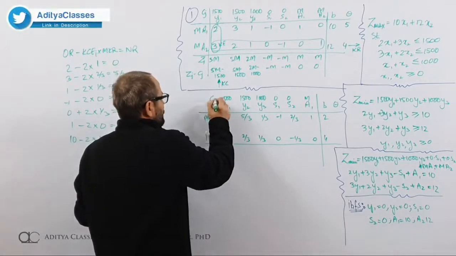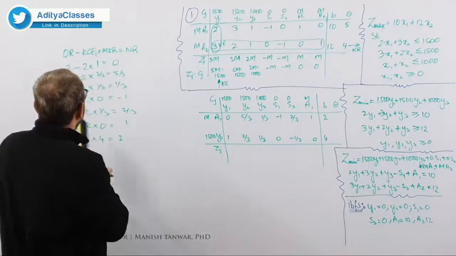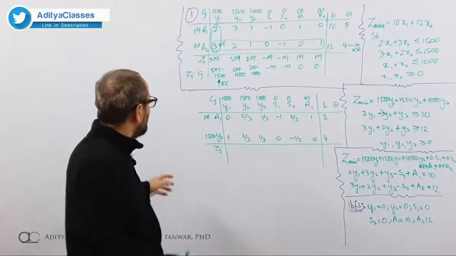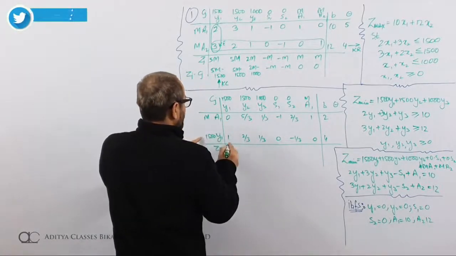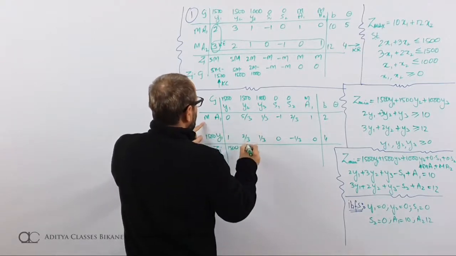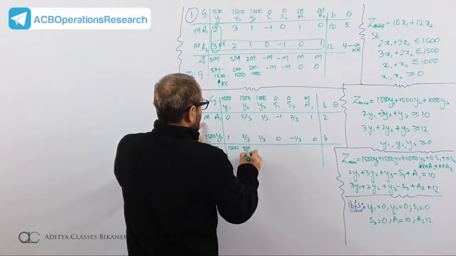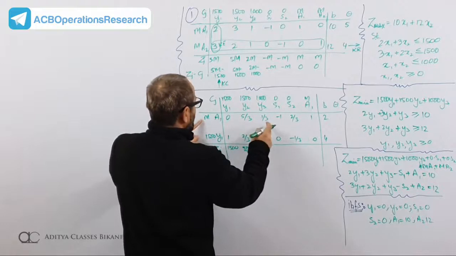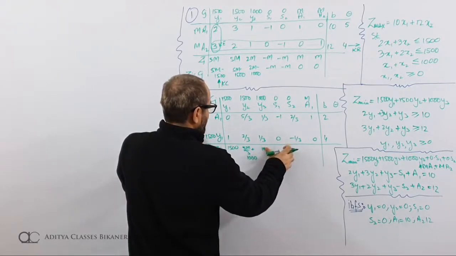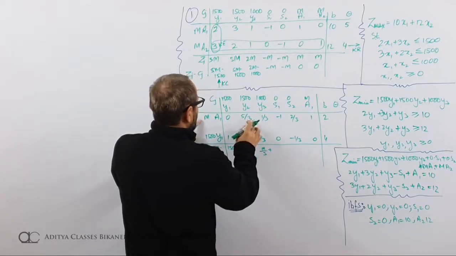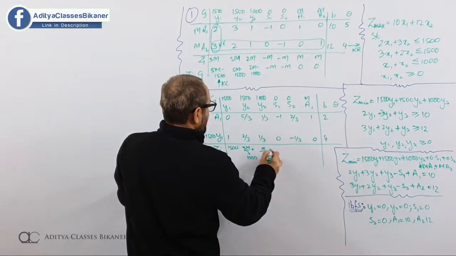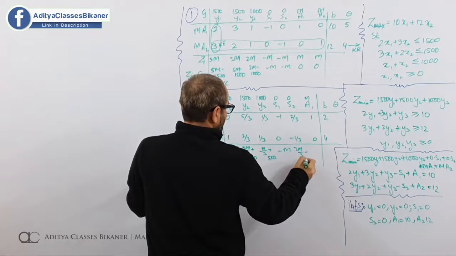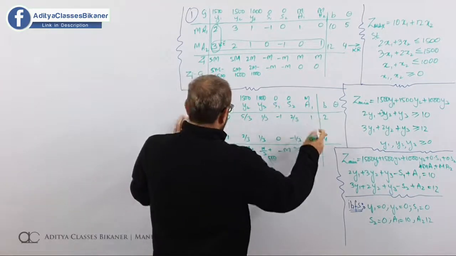Now let me go ahead and find out Cj minus Zj. Zj would be 0 multiplied by M, 0, 1500. This would be 5M by 3. 5M by 3 plus 500 plus 1000. This would be M by 3 plus 500. Then we have a minus M. This would be 2M by 3 minus 500. And finally, we'll be having M.